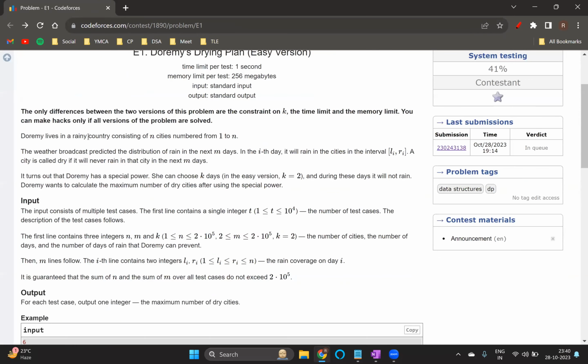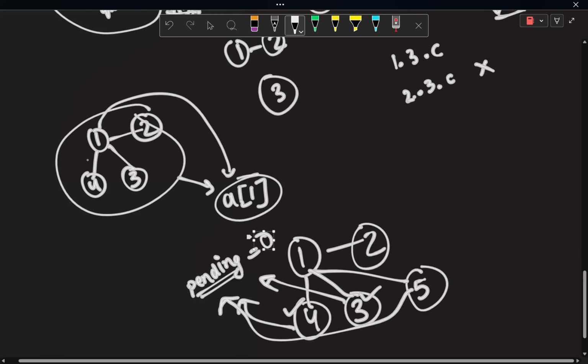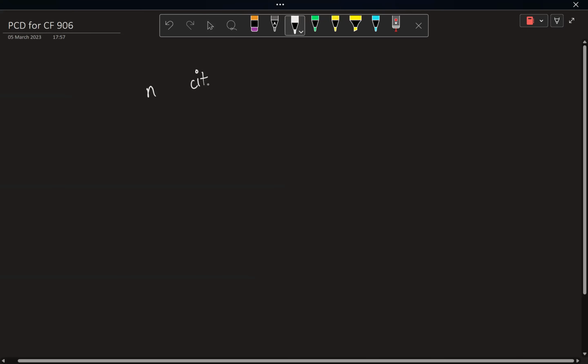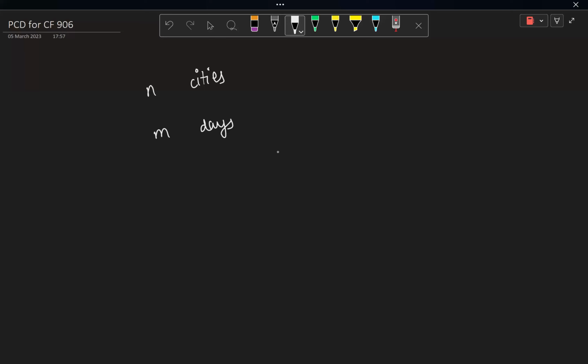So in the easy problem, what it says is that there are n cities and m days. For every day, we are given Li and Ri: for the ith day, there would be rain in the range from Li to Ri, all the cities in this range. The cities are from 1 to n. So let's say if Li is 5 and Ri is 7, it means that on the ith day, there would be rain on the cities 5, 6, and 7.